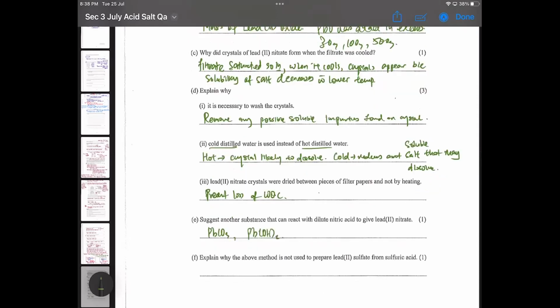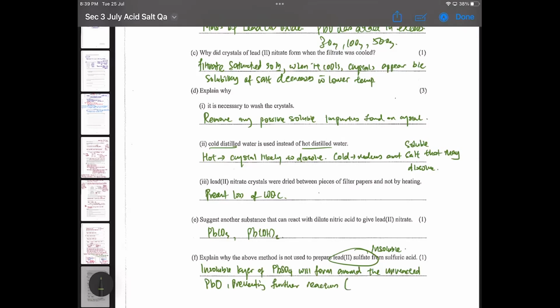Okay, so part F, how come the above method is not suitable for this? As we just mentioned in the previous question, this one is insoluble. We cannot do this. The reason is because of the barrier again. We say that the insoluble layer of lead-2 sulfate will form around the unreacted PbO, in the previous question, right at the top. So it forms around the unreacted PbO, preventing further reaction.